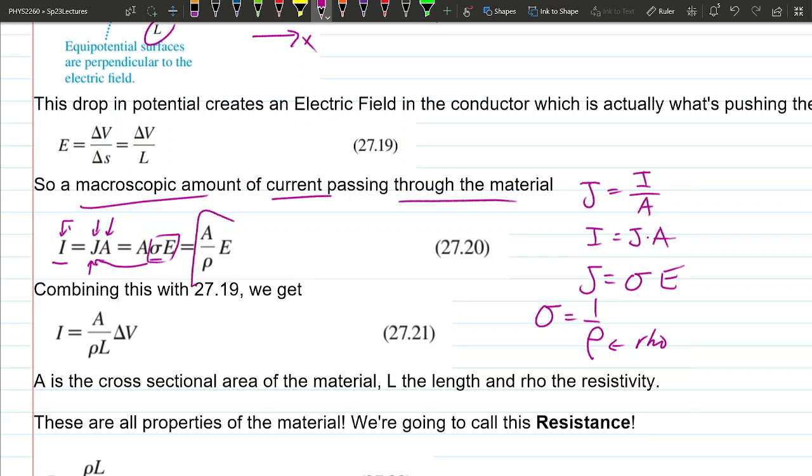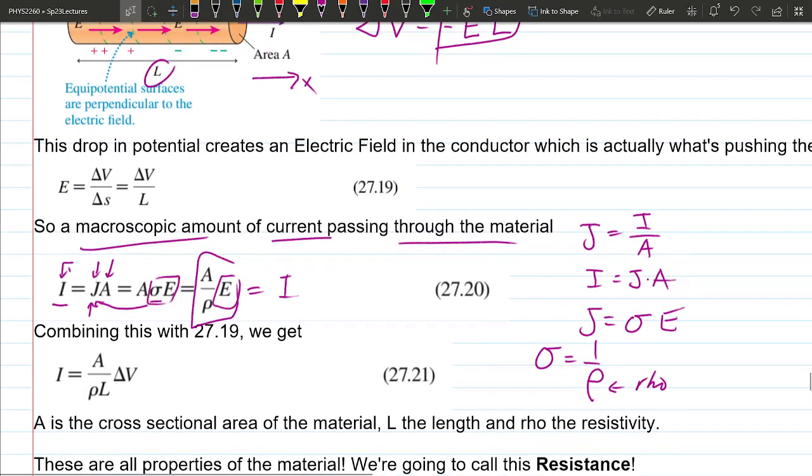So the current is actually going to be proportional to the electric field. The bigger the conductor, the bigger the cross-sectional area, the more current you get. Hopefully that makes sense. If you have a bigger pipe, more water can flow through. And it's also inversely proportional to the resistivity.